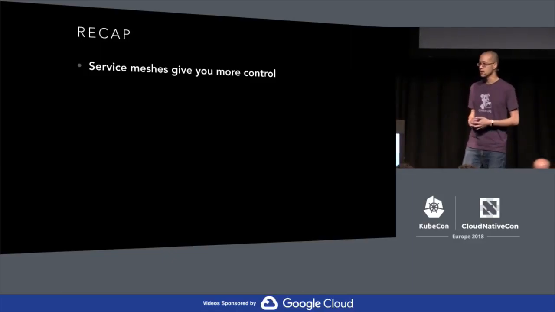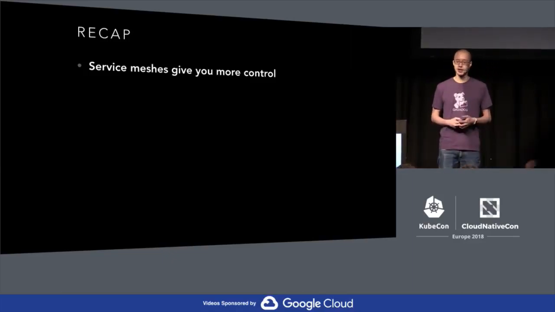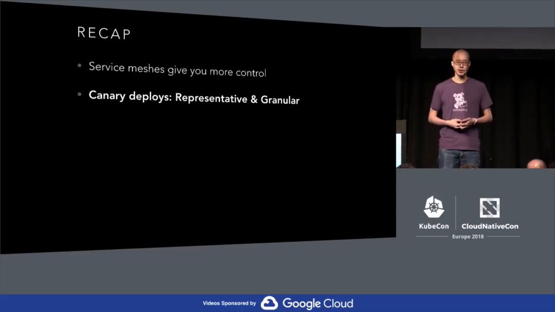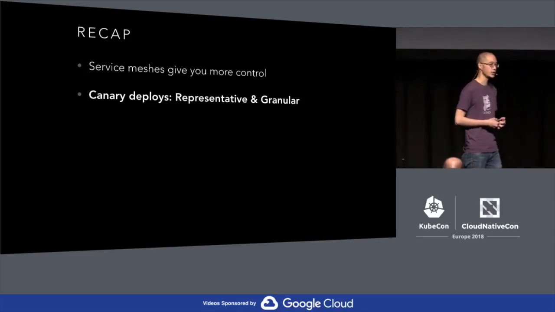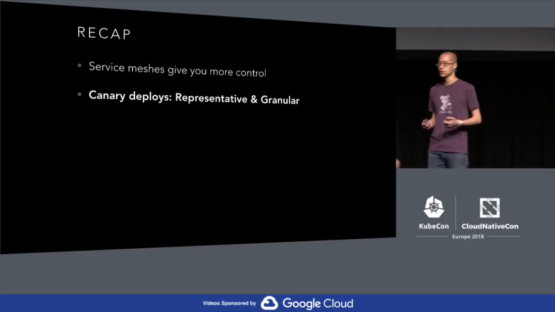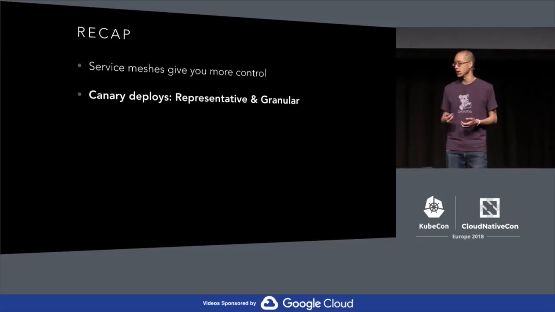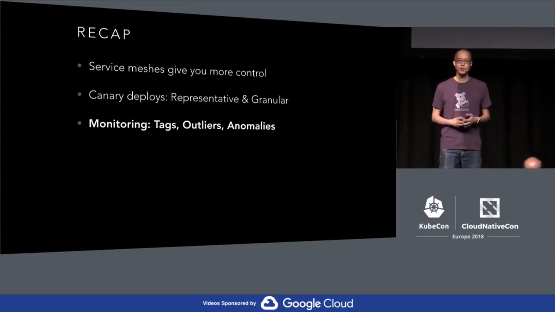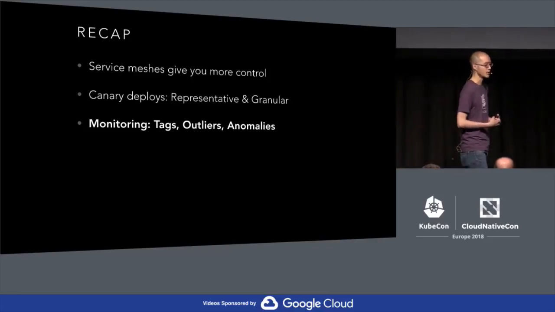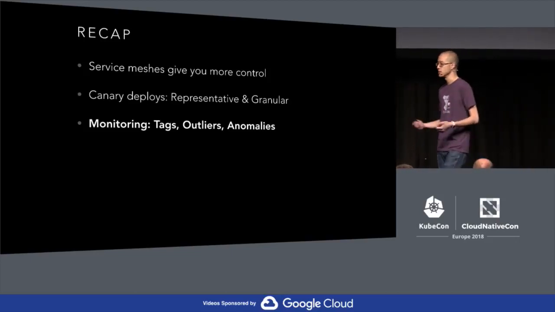So just a quick recap. Service meshes, why do you want them? Well, they give you more control, particularly when it comes to Canary deploys. So as you're getting that control, think about how you can be more representative of your users in how you select that Canary deploy set. When it comes to monitoring, and monitoring is really the hardest part of Canary deployments, figure out how you're going to monitor things and start with those tags or labels if you're using Prometheus. Then think about those outliers and anomalies. So find those tools that will get you that algorithmic detection or machine learning detection.